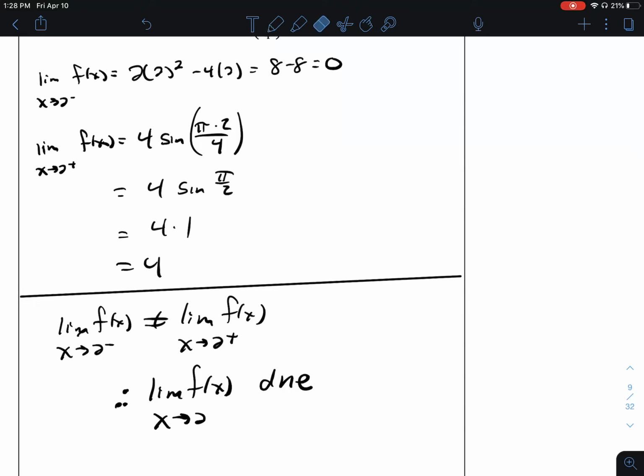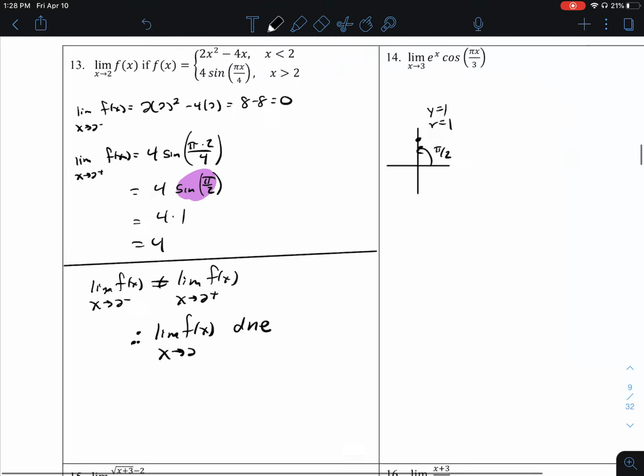Just a quick reminder of why sine of pi over 2 is equal to 1. Pi over 2 is here on the positive y-axis. Here, y is 1 and so is r. Sine is y over r, it's 1 over 1, which is 1.